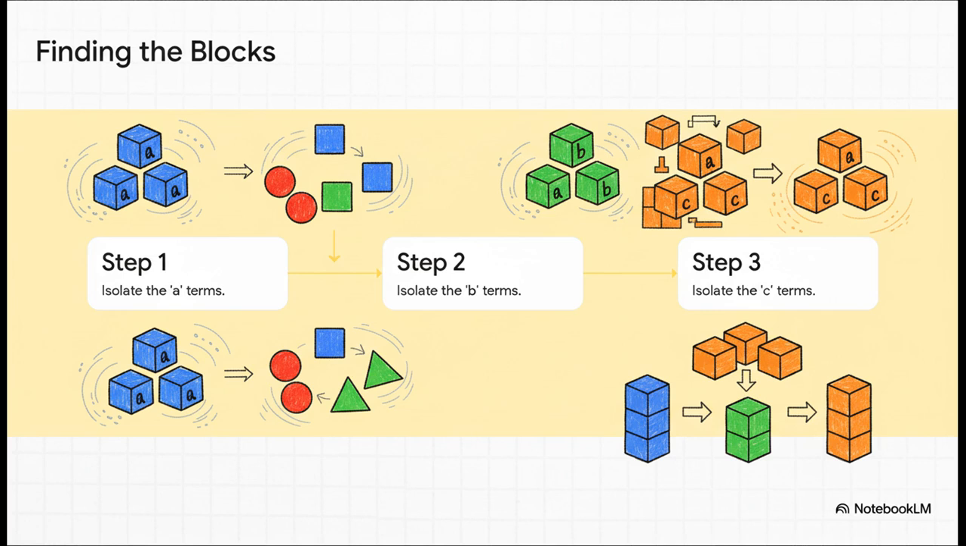But here's the secret to cracking a code like this. You have to look for the most basic parts. We can actually untangle that whole formula just by grouping all the A's together, then all the B's, and finally all the C's. We're basically factoring out the variables to find the real building blocks underneath.